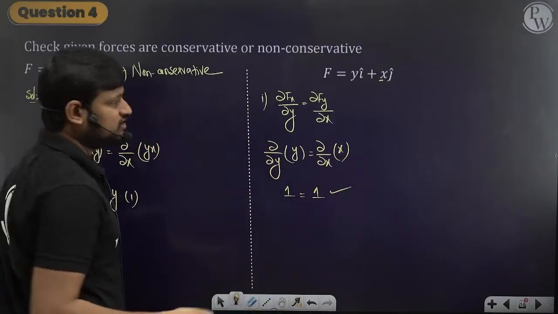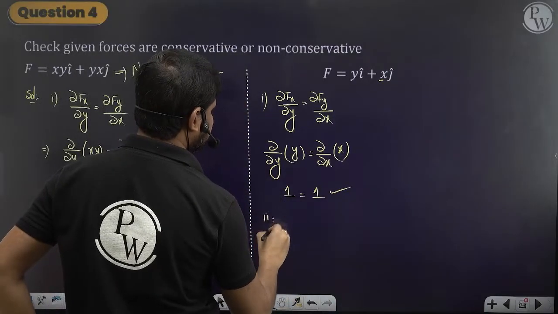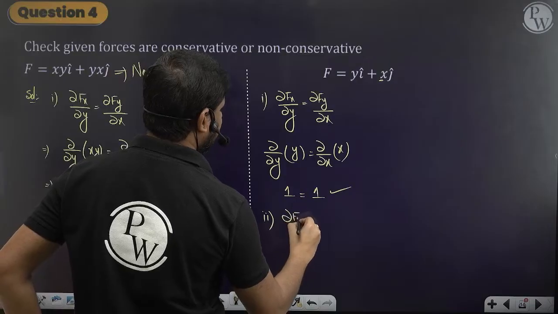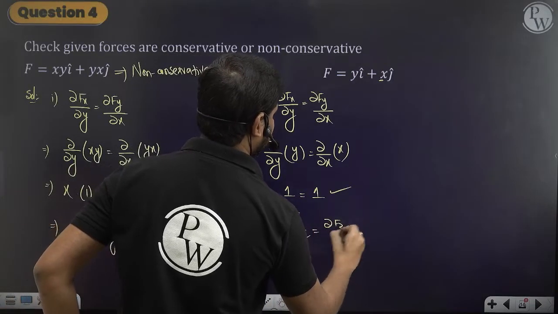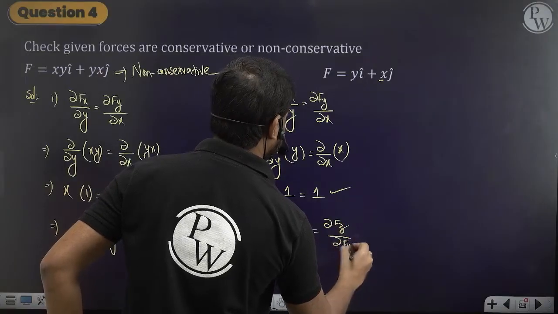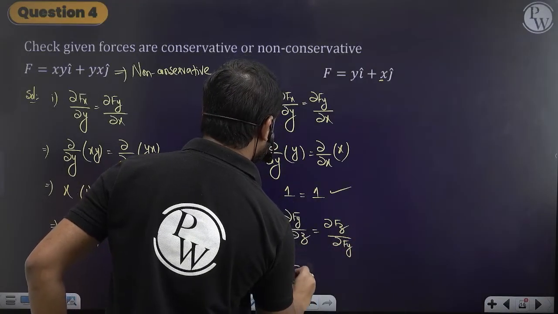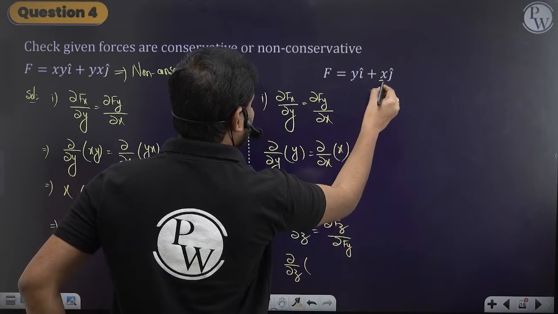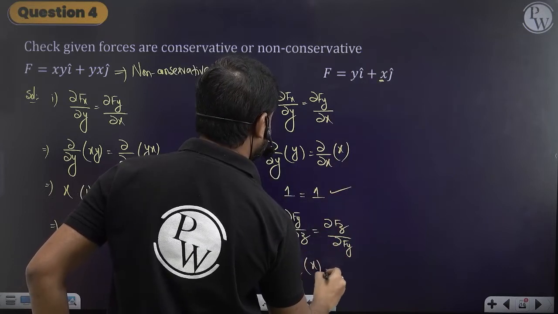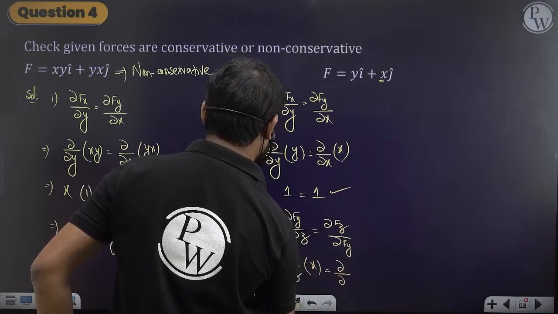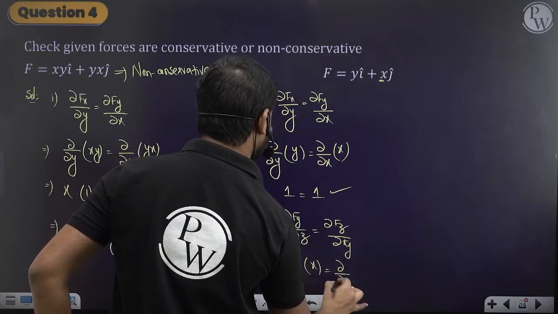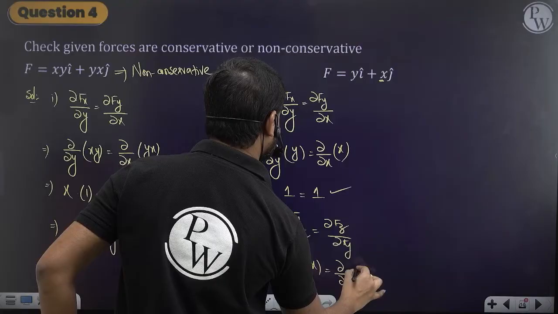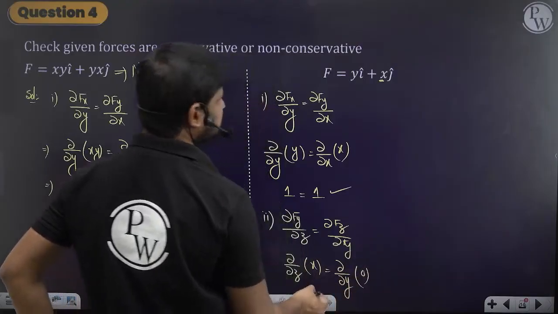So you have to go for the second one. What's the second condition? ∂Fy/∂z equals ∂Fz/∂y, right? So here, what is ∂/∂z of Fy? Fy is x, right? And ∂/∂y of Fz, the force in the z direction, is 0, right?